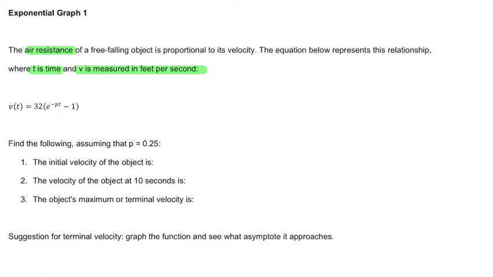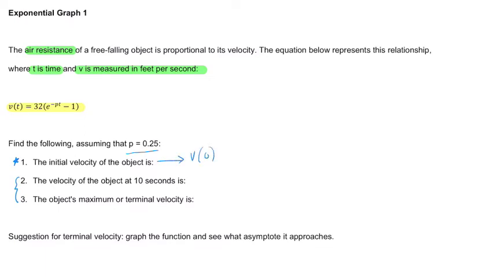So here's the equation. What I would do is take a moment, pause the video, and try it on your own. Press play, and then we'll solve it together. They want us to find three things, assuming that p is 0.25. First, the initial velocity, and then we can do 2 and 3 together, which is about the velocity at a certain time, and its terminal velocity, which is about an asymptote, because we can solve those two parts with a graph.